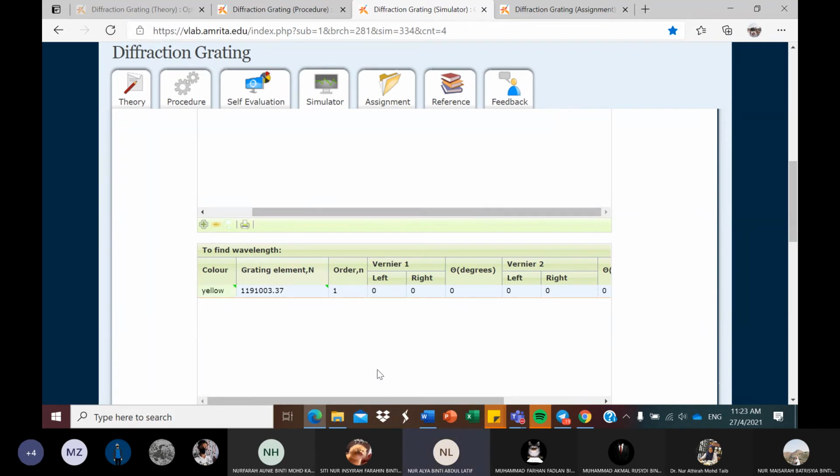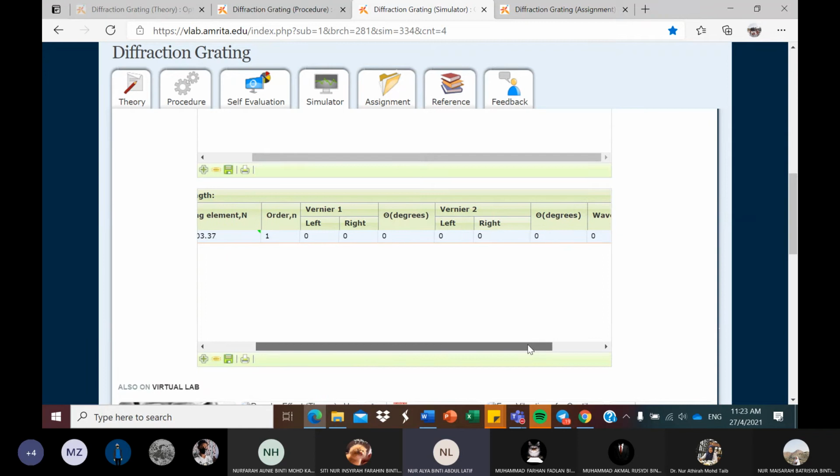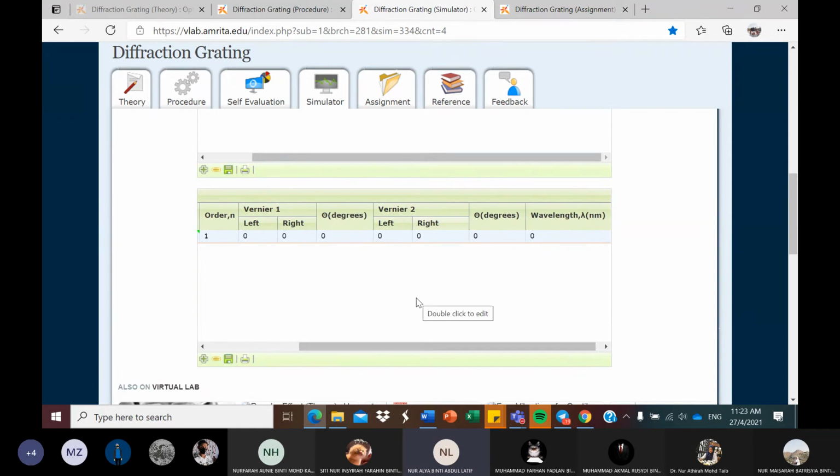Okay, so then you guys can just repeat the experiment like my friend did just now to get the vernier 1 left and right angle, and then vernier 2 left and right angle. Lastly, when you plug in the angle, the wavelength will be automated. The wavelength for yellow color, as an example, will appear here.